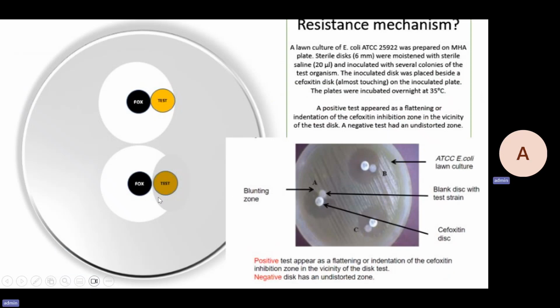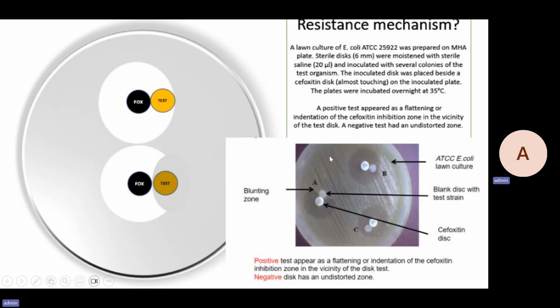It's a similar test where you put this disc with your test bacteria, and if it's an inducible AmpC producer, then cefoxitin will induce AmpC production here, and it will break down the cefoxitin itself here, and that's why the bacteria on the culture plate will encroach here.